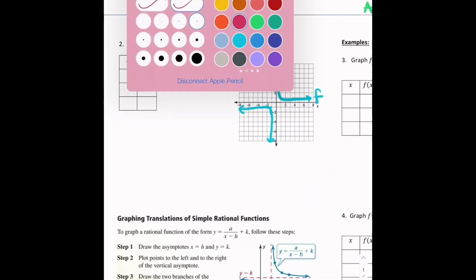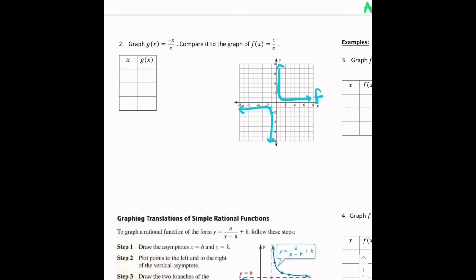So switching, we are at 1, negative 5, 2, negative 2.5, 3, negative 1.67. And I'm going to go ahead and graph that. 1, negative 5, 2, negative 2.5, 3, negative 1.67. Draw one of your branches.